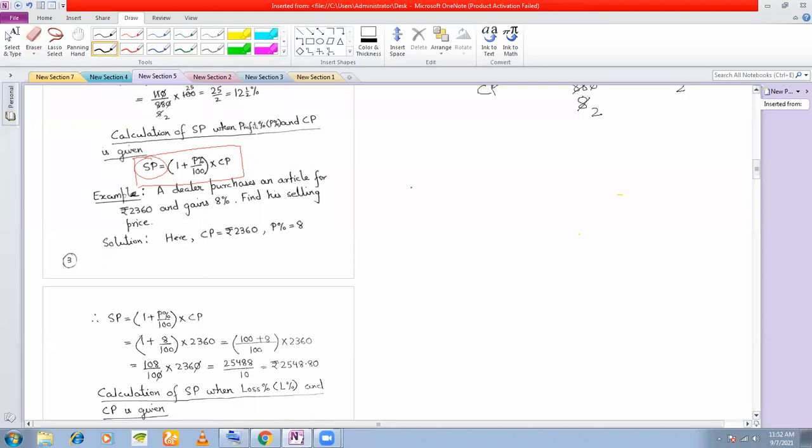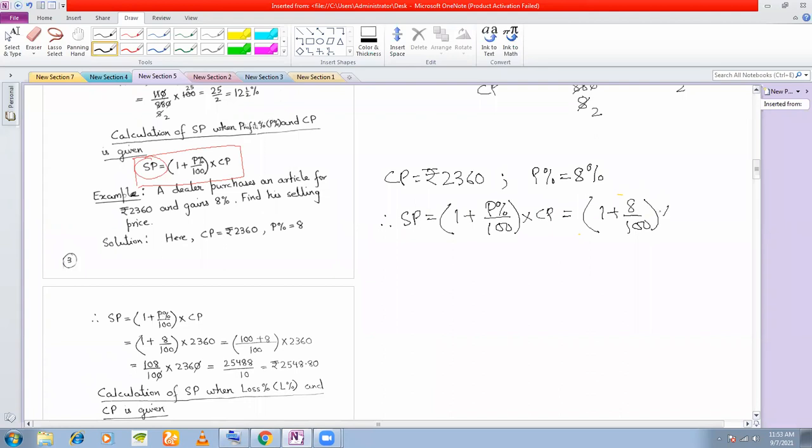A dealer purchases an article for rupees 2,360 and gains 8%. Find his selling price. So cost price is given to you here. How much? 2,360. And profit percentage is also given, 8%, right? So you need to find out his selling price. Therefore, selling price, according to this formula, is 1 plus profit percent by 100 into cost price. You simply need to put the values here. 1 plus 8 by 100 into 2,360. And now you need to simplify.